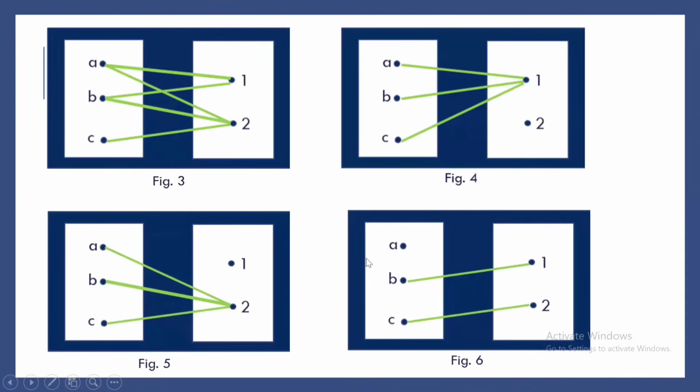I think you can make out that all these are relations. Relations are what? A relation shows a relationship between the input and the output. These are the objects and these are the images. So if there's some relationship between them, I get a relation. But whether they are functions or not, that I am going to decide now.